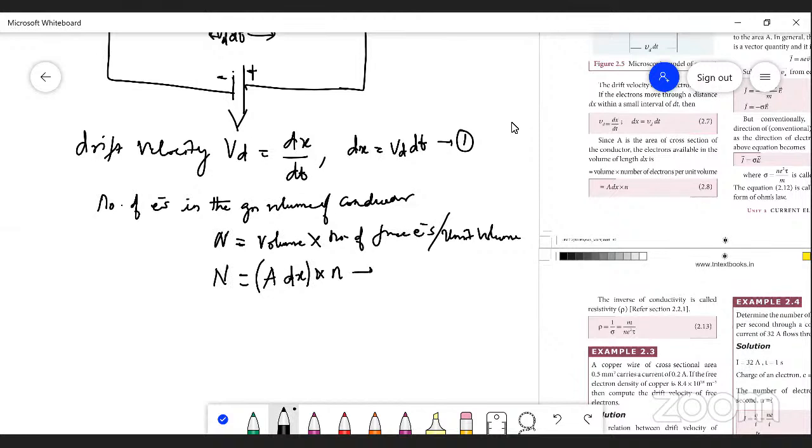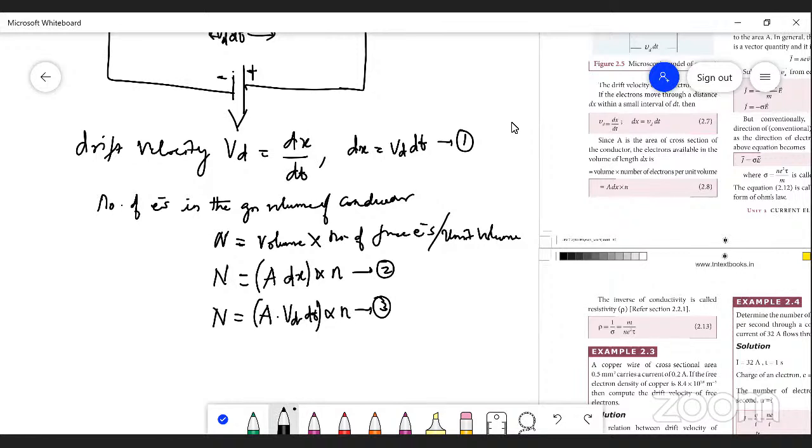I can mark this as equation 2. What is dx here? From expression 1, we have vd into dt. So on substituting the value of dx in this expression, we will have A into vd into dt into n. This expression will give you the total number of free electrons in a given volume of the conductor.